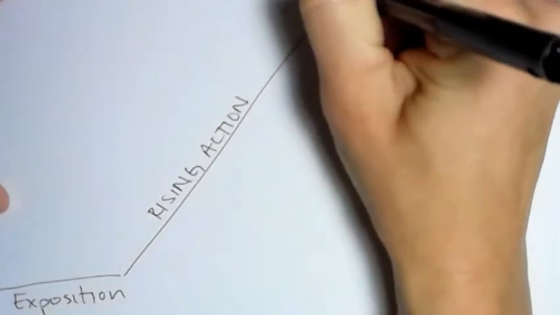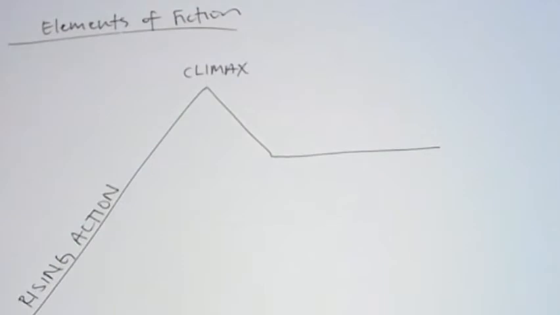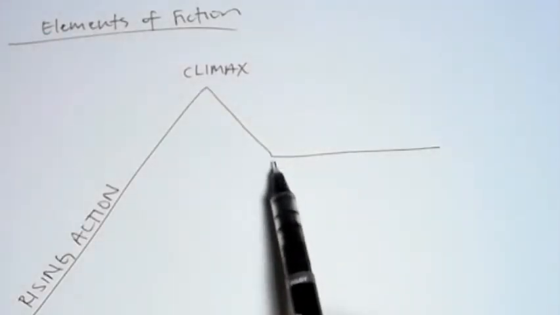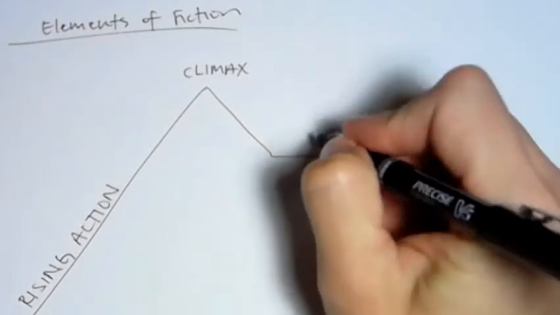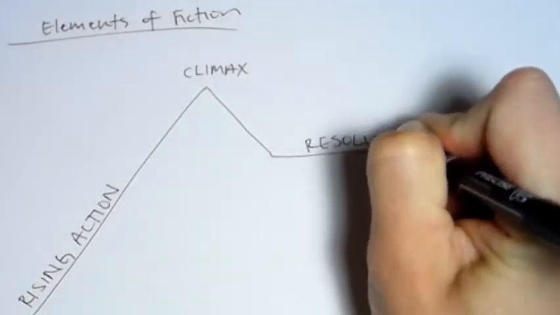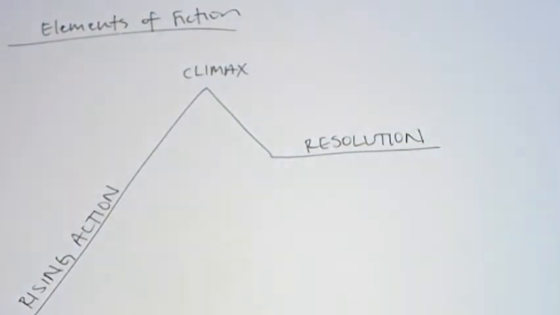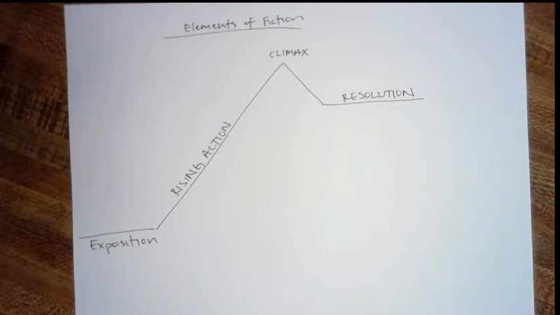You have a climax. Some maybe younger teachers have called that a turning point. Some will identify this line here as something called a denouement or a falling action, but we're going to skip that and just talk about resolution. Okay, and these are important to know for a lot of reasons, but one is that they serve a different purpose for the writer and for the reader.